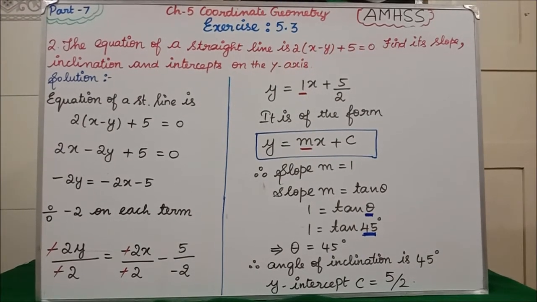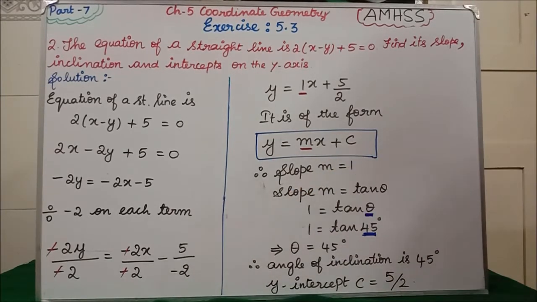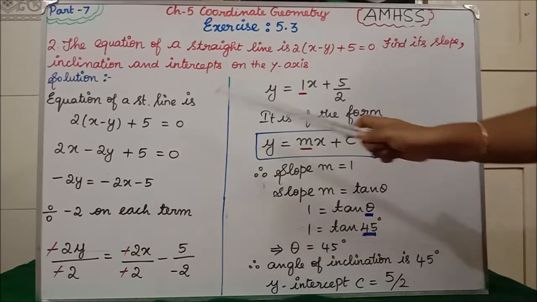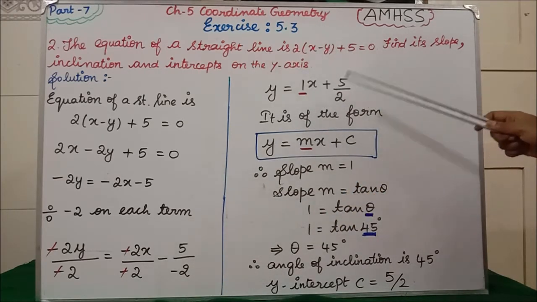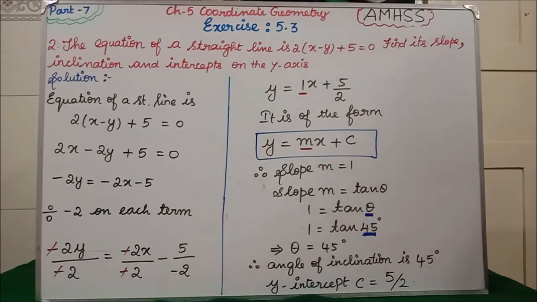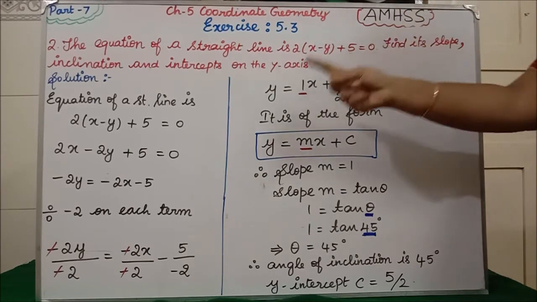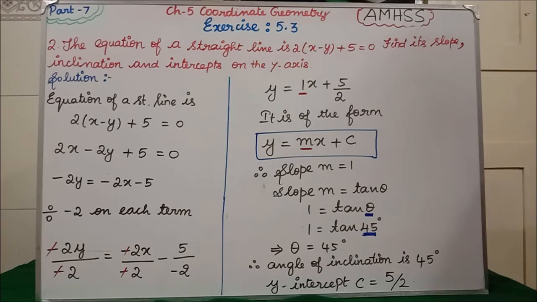Now this 2 will get cancelled. Minus into minus becomes plus. So y is equal to 1x plus 5 by 2. Clear? Now you see, this is in what form? It is of the form y equal to mx plus c. Clear? In this question, first what were they asking?